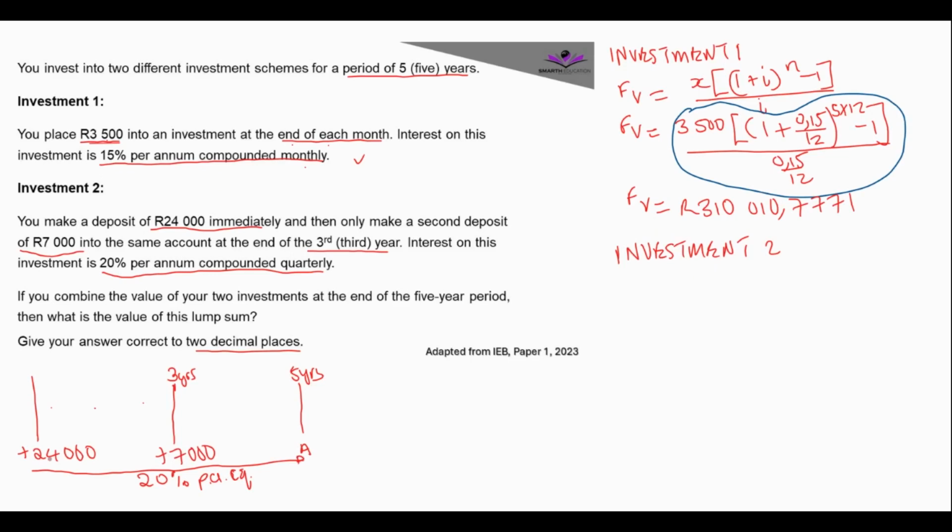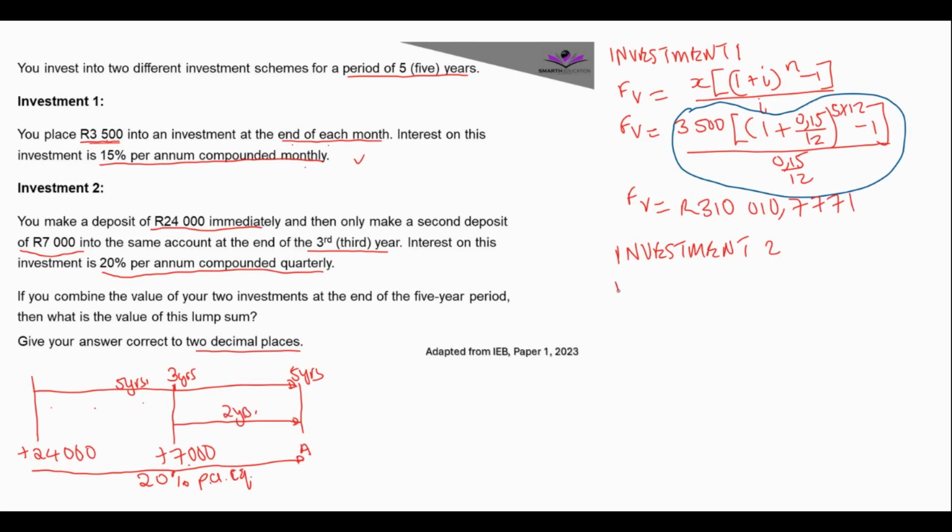So we have the 24,000. I prefer this method. I'm not going to do all the options. I'll just stick to this one. You do each transaction independently. Like we have the 24,000. So 24,000 is going to be in the bank for 5 years. So it's going to gain interest for 5 years. Plus the 7,000 is going to be in the bank for 2 years. We just do this once.